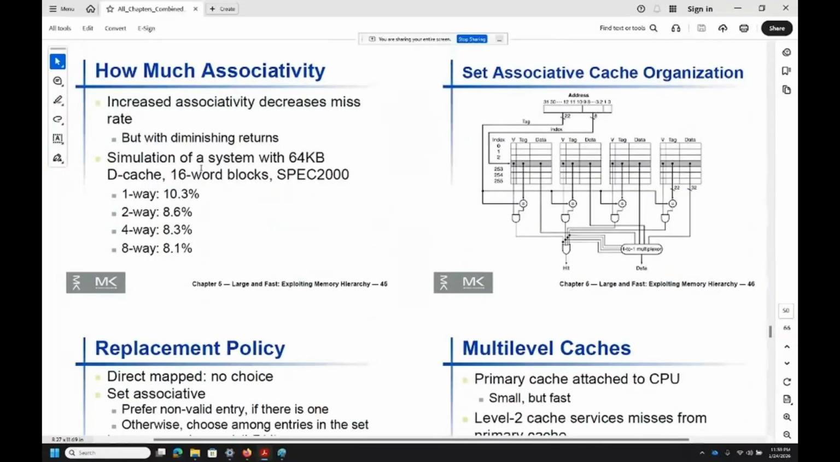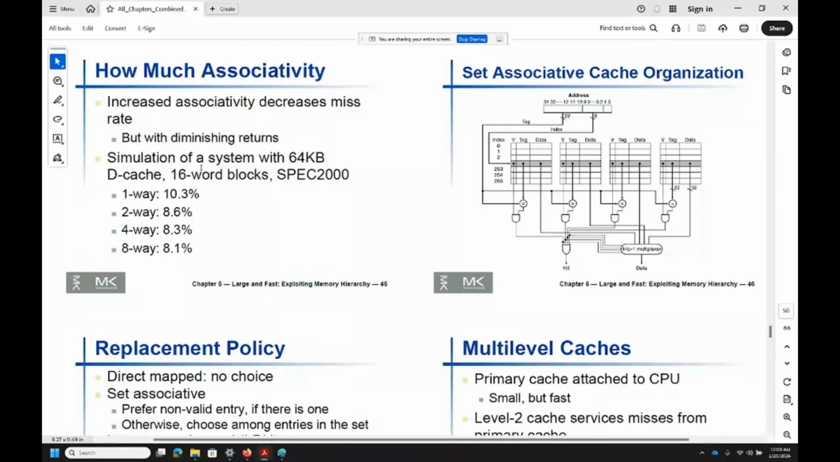So increasing associativity decreases the miss rate, as I explained, because you can store more data without having to replace it. One-way cache has a 10.3 miss rate, two-way is 8.6, four-way is 8.3, eight-way is 8.1. So usually what we've noticed is that even though ideally you want fully associative, even going from direct mapped to two-way or four-way is very efficient, because of the way data is organized, giving even two or three options for similar values to be stored is often enough.